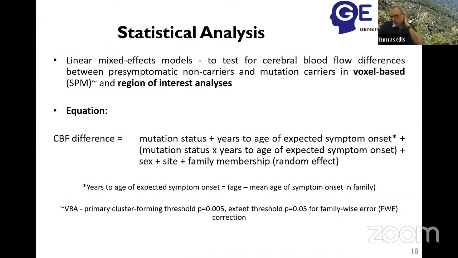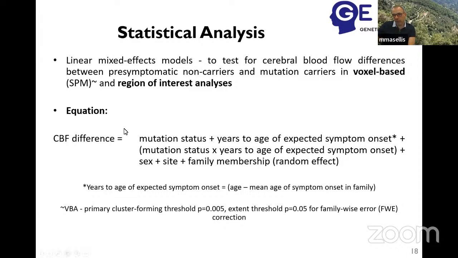In terms of our statistical analysis, we used linear mixed effects models to test for cerebral blood flow differences between pre-symptomatic non-carriers and mutation carriers in a voxel-based statistical parametric mapping analysis. We also then used a secondary region of interest analysis to explore between genetic subgroup differences.